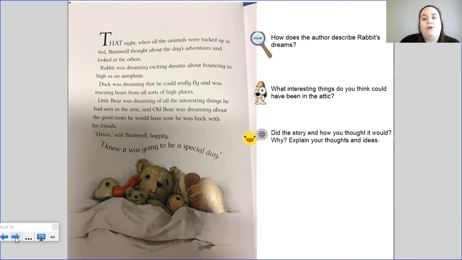How does the author describe Rabbit's dreams? What interesting things do you think could have been in the attic? Did the story end how you thought it would? Why? Can you explain your thoughts and ideas? Pause here to answer the questions before the next lesson.